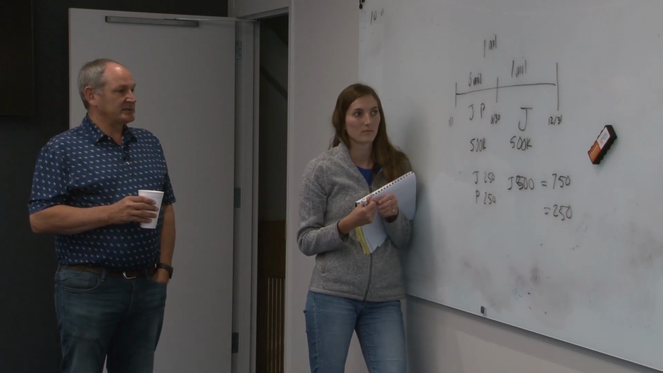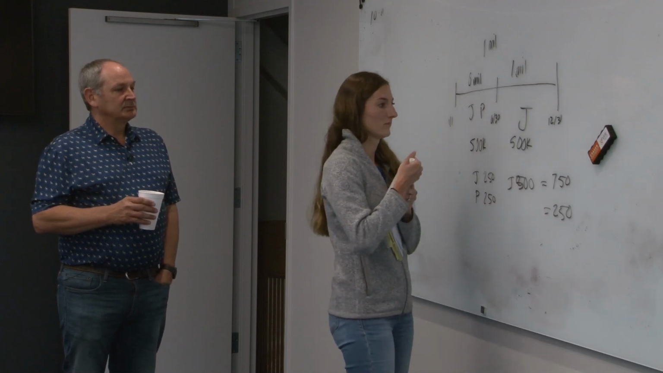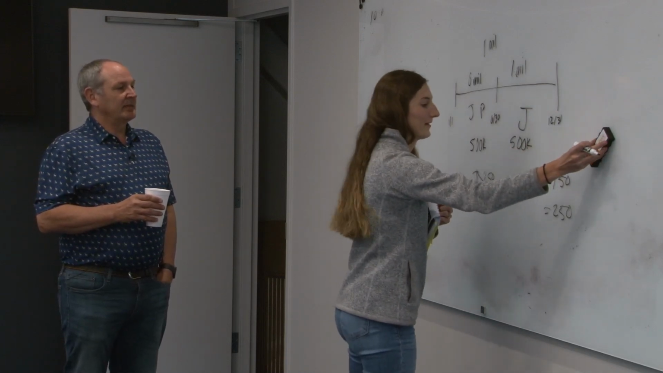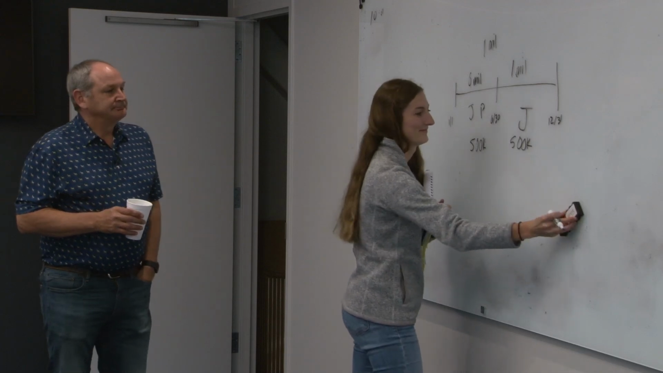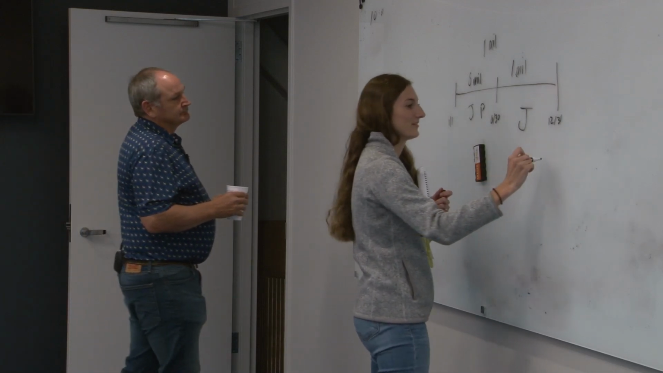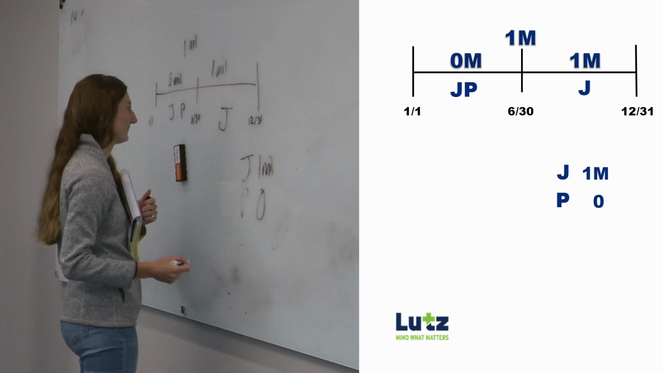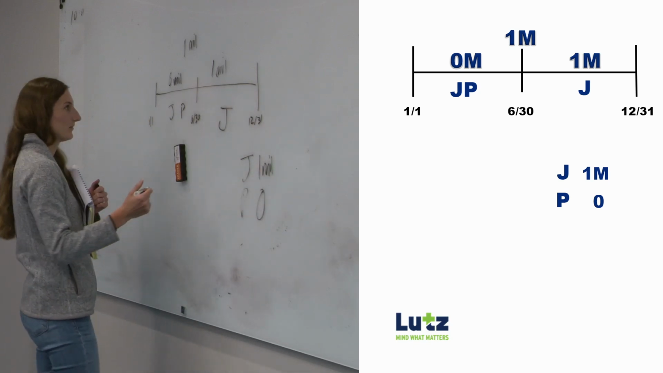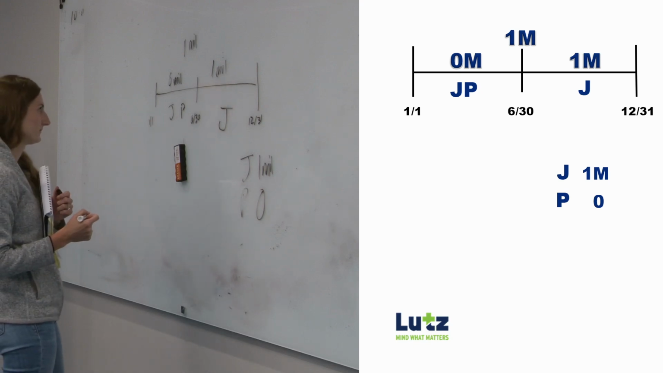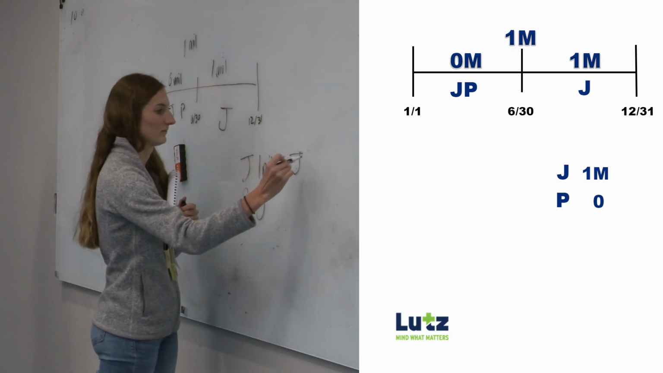So why don't you just go ahead and erase that and give Jay the full million now that we're. See, there's an eraser right there. Okay, because you made the election. Wait, yeah. If you didn't make the election, how's the income allocated?